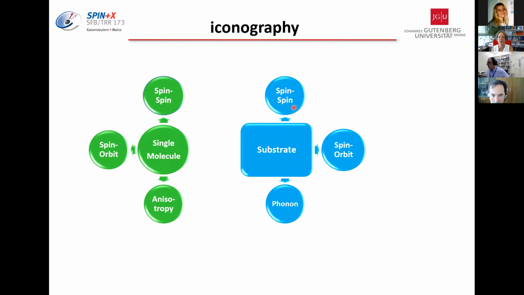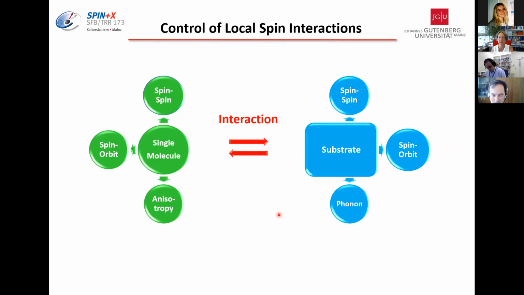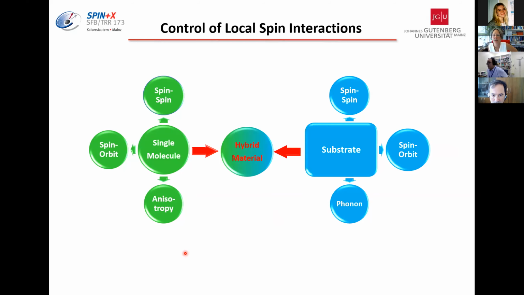And the same holds for the substrate. Also here we have spin-spin, spin-orbit, and phonon interactions that we have to take into account. So it's going to be a little bit more complicated if you would like simply to study the interaction. We have a manifold of parameters that we have to take into account. And of course, in an ideal case, as I showed before, we are even able to get a hybrid material, and then things become really very complicated.